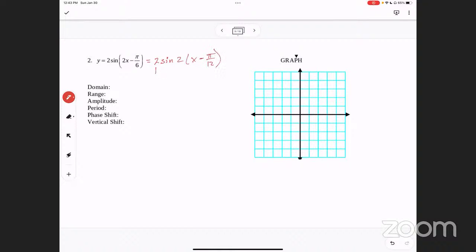So here's my amplitude. This tells me my period equals 2 pi over 2, which is pi. And this is my phase shift, negative pi over 12. So let's find all of our values out. My starting point is going to be negative pi over 12. My interval lengths are going to be pi.